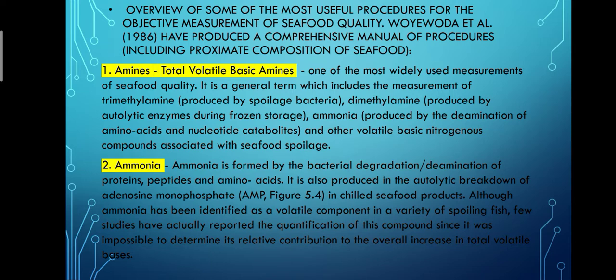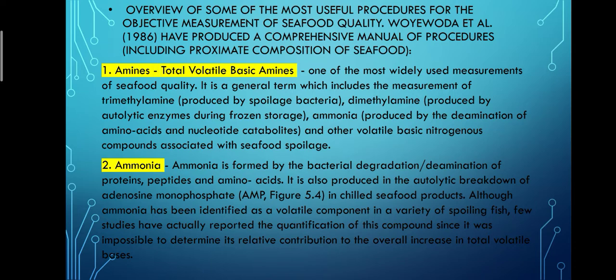So Woyewoda and others in 1986 have produced a comprehensive manual of procedures. This includes the approximate composition of seafood. First, we have the amines, or the total volatile basic amines, one of the most widely used measurements of seafood quality. It is a general term which includes the measurement of trimethylamine produced by spoilage bacteria, dimethylamine produced by autolytic enzymes during frozen storage, and ammonia that is produced by the deamination of amino acids and nucleotide catabolites, and other volatile basic nitrogenous compounds associated with seafood spoilage.